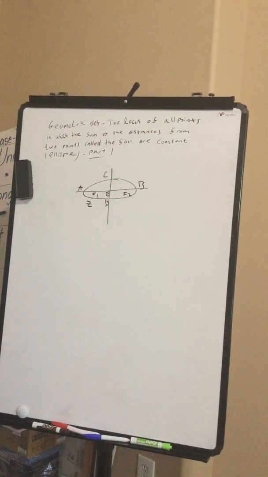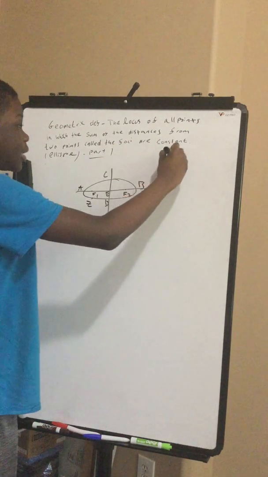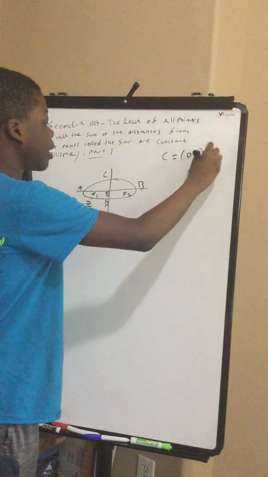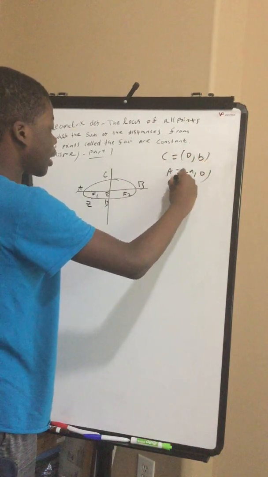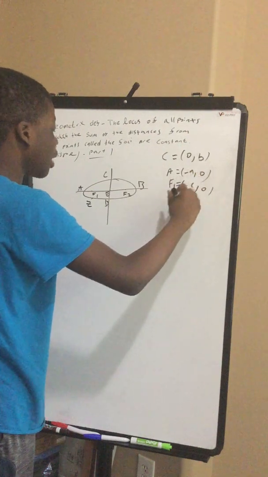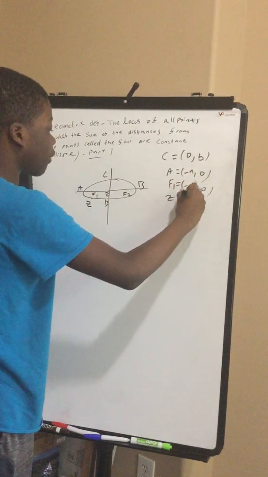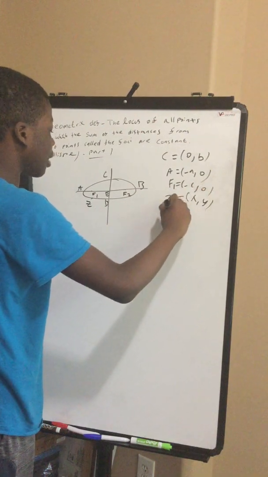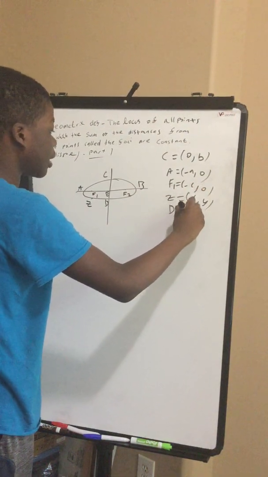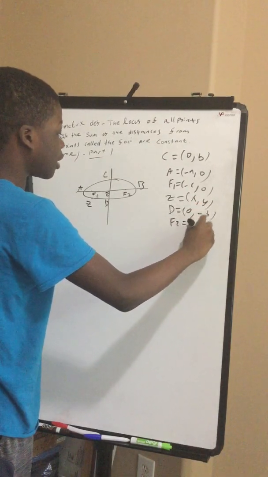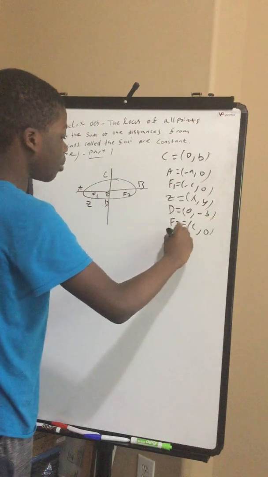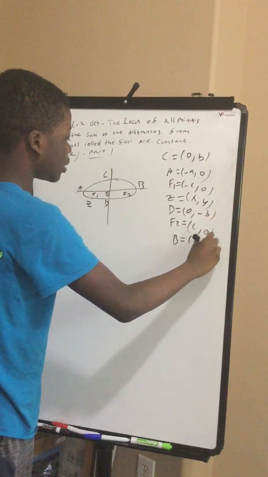Now I'm going to assign these points their respective coordinates in a counterclockwise formation. For point C, I'm going to give it coordinates of 0, b. Then for point A, I'm going to give it coordinates of -a, 0. Then for focus 1, I'm going to give it coordinates of -c, 0. And then for Z, the arbitrary point, I'll give it coordinates of x, y. Point D, I'm going to give it coordinates of 0, -b. And then I'm going to give focus 2 coordinates of c, 0. And then for point B, I'm going to give it coordinates of a, 0.